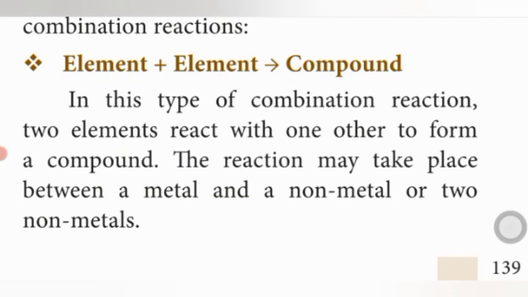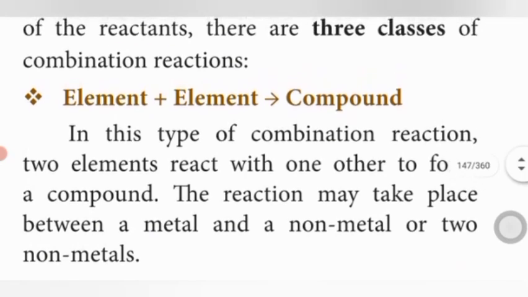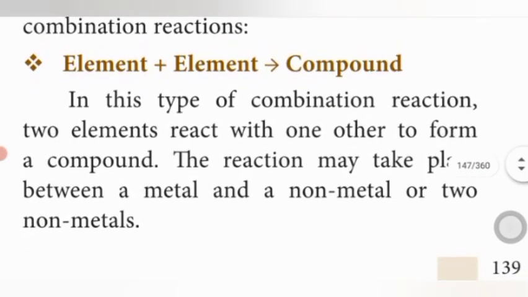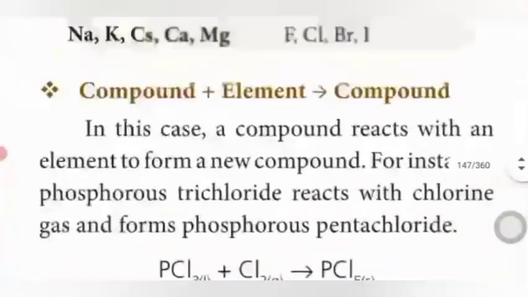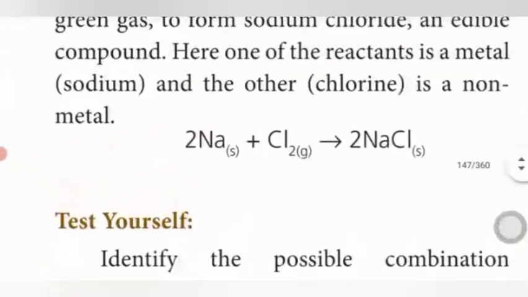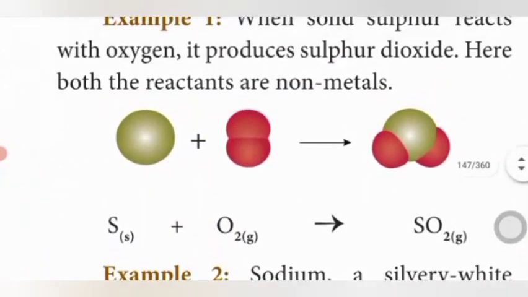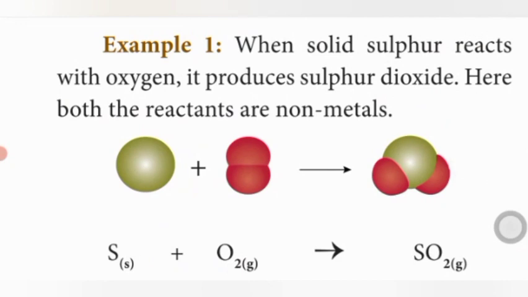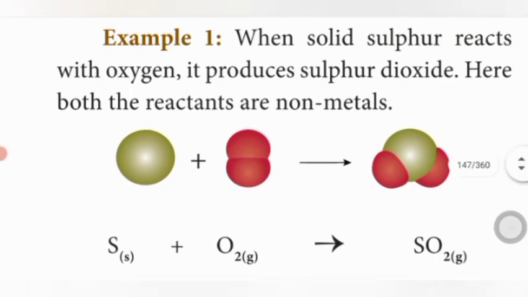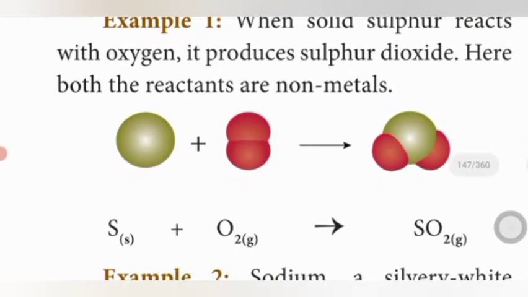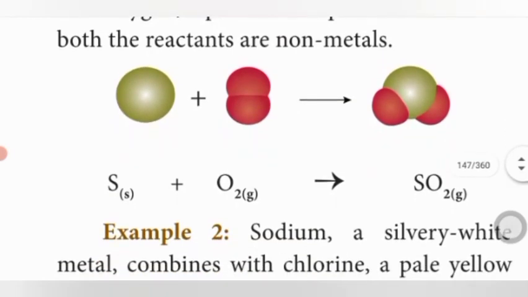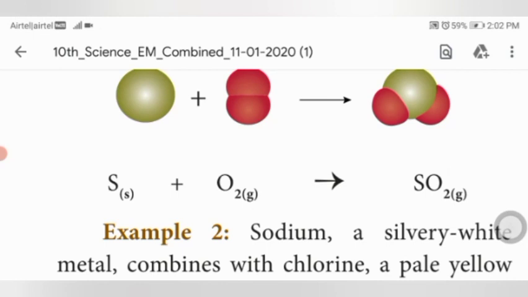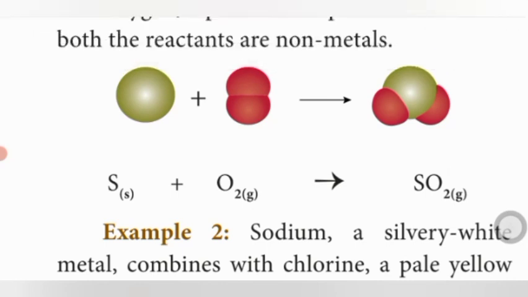So element plus element gives a compound. This is the first classification of the combination reaction. Example of this type of reaction: when solid sulfur reacts with oxygen, it produces sulfur dioxide. Both reactants are non-metals. Sulfur is a non-metal, and oxygen gas is also a non-metal.